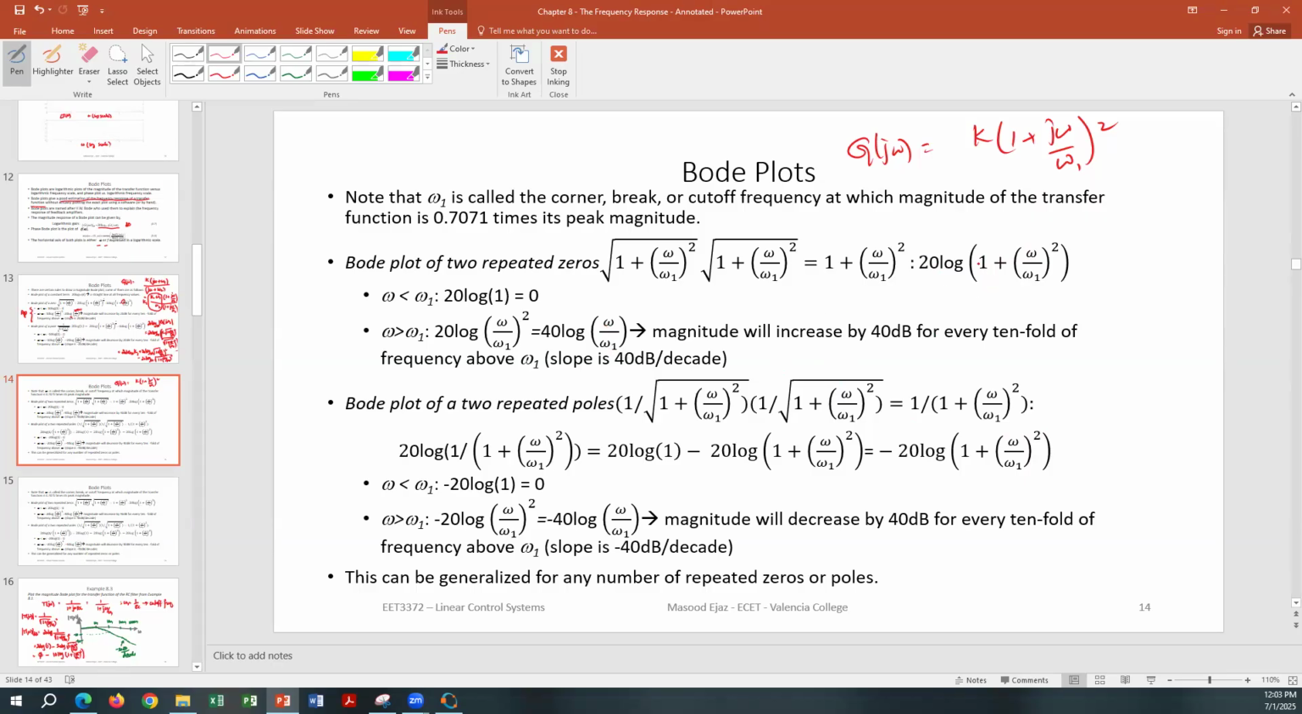So as long as your value is less than omega 1, as we discussed, it is going to be 0. We assume the second term to be 0, and when your frequency increases beyond omega 1, then only the second term will be considered, and it's going to become 20 log of omega over omega 1 squared, which will be 40 log of omega over omega 1. That means the magnitude of that line is going to increase by 40 decibel for every 10-fold of frequency.